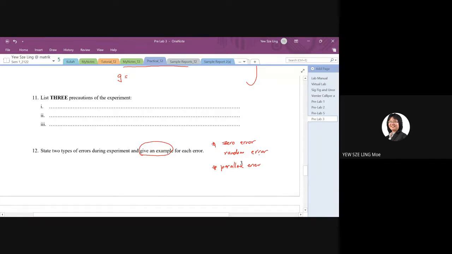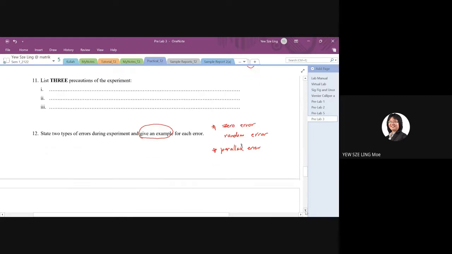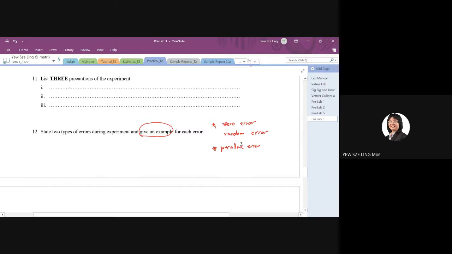Random error depends on how you explain it. If you can explain it well, then you can use it. But zero error and parallax error, definitely I don't want to see them in your experiment 3. So I'll give an example. And in your official practical test, error and precaution must be related to each other. If you give a precaution that is not related to the error, it will be considered wrong.